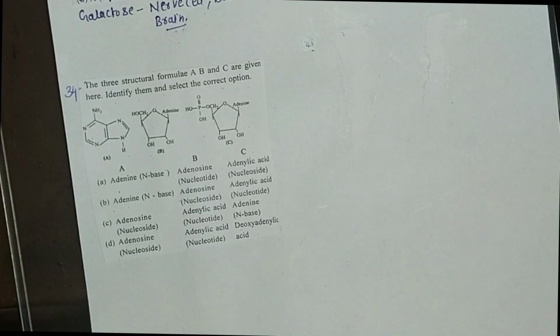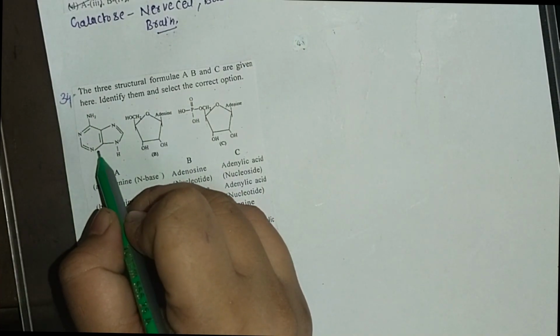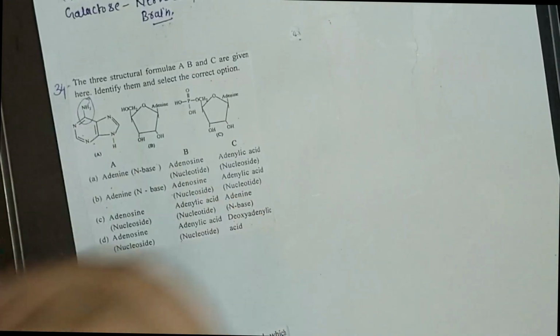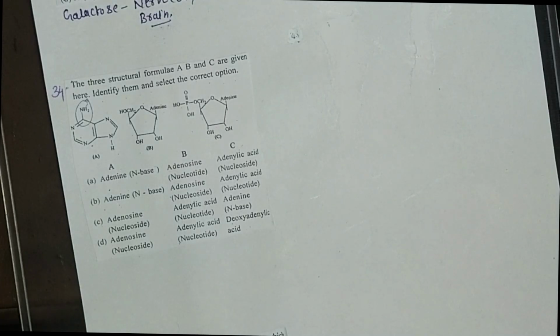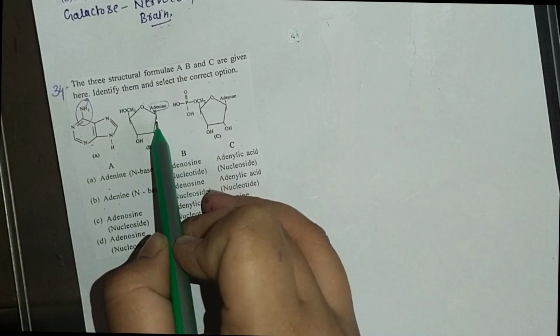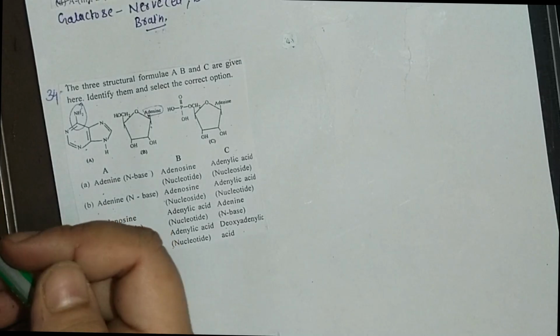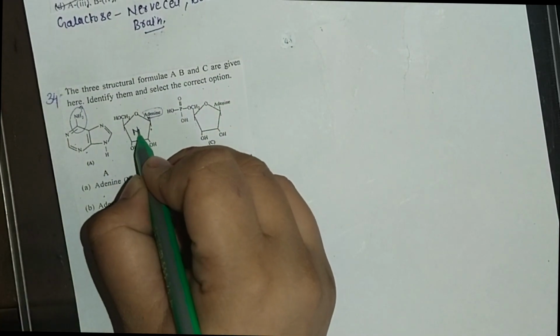Three structural formulae A, B, C are given. Here identify them and select the correct option. This is representing adenine, because an NH2 group is present at the terminal. Adenine is bound to the pentose sugar, but here no phosphoric acid is bound. So this is a nucleoside.